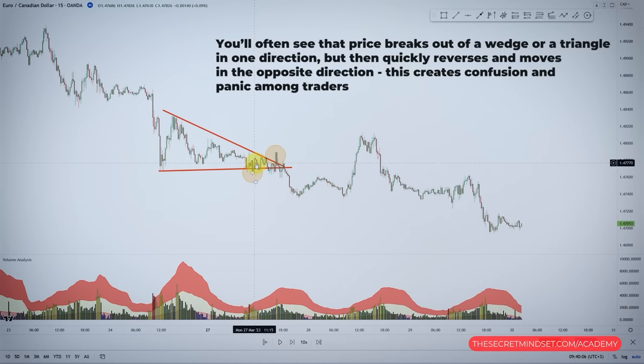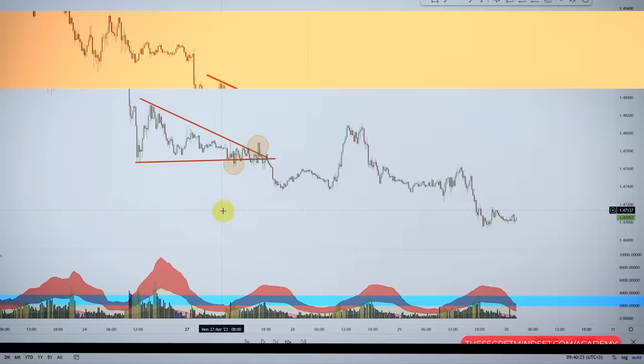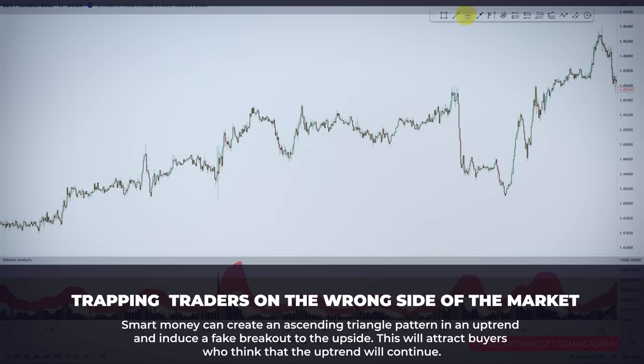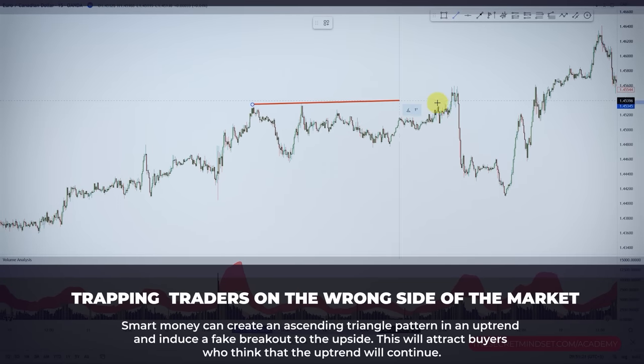You'll often see that price breaks out of a wedge or a triangle in one direction, but then quickly reverses and moves in the opposite direction. This creates confusion and panic among traders who followed the initial breakout signal and entered positions in that direction. The idea is to trap traders on the wrong side of the market.